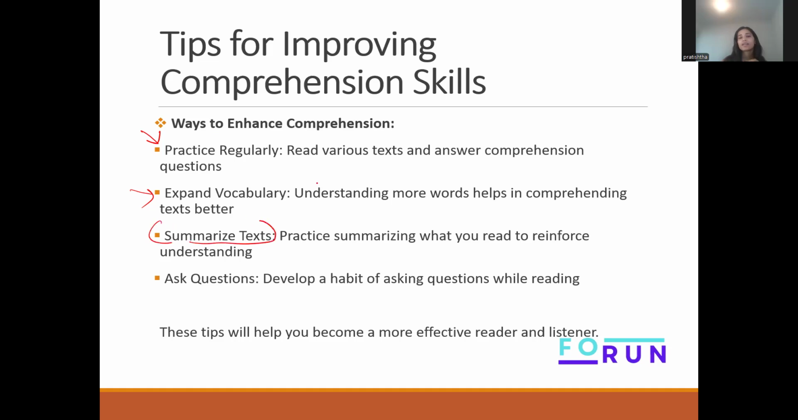Summarize texts. So again, after every paragraph, just write one line probably or a few words about that paragraph. It will help you remember where the information was. Because in IELTS, you will get a lot of paragraphs. Just to show you, I gave you only 3 paragraphs, but in IELTS, you will have about 13 to 15 paragraphs, right? So it is really difficult to remember where what information was. Ask questions. Develop a habit of asking questions while reading, like I told you.